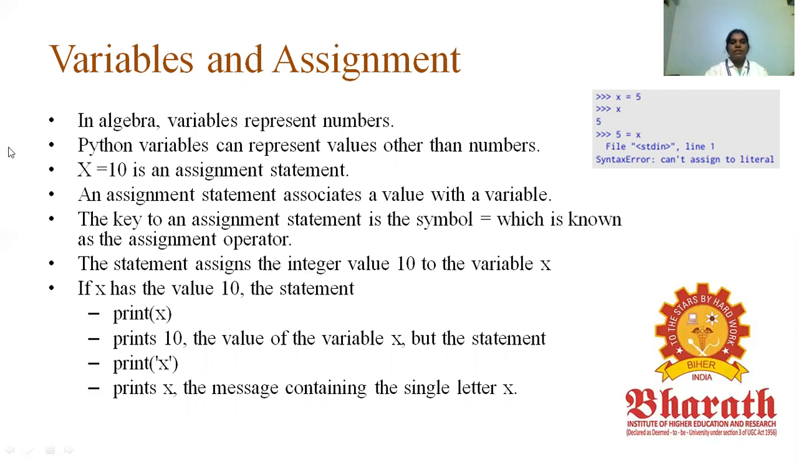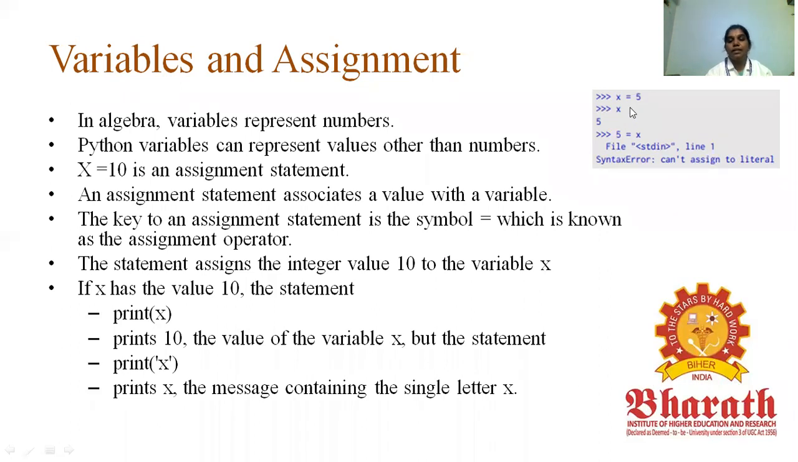The statement assigns the integer value 10 to the variable x, which means x is equal to 10 means the value 10 is assigned to the variable x. So print of x will display the value 10. Clear? Then see here, in print a single quote is given, so it displays x only, because x is within single quotes, so it's a string, and it displays the single letter x.